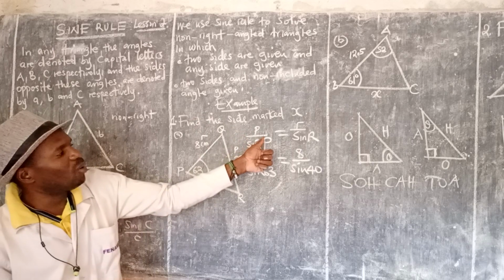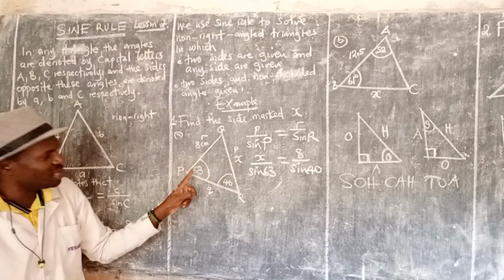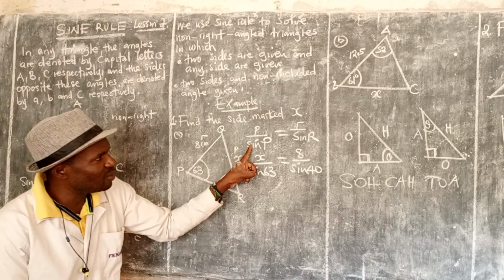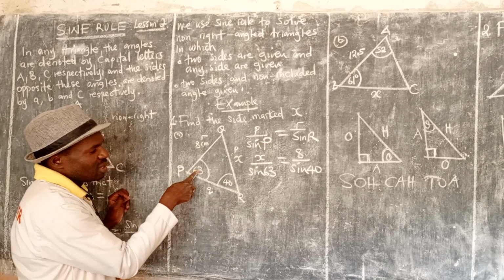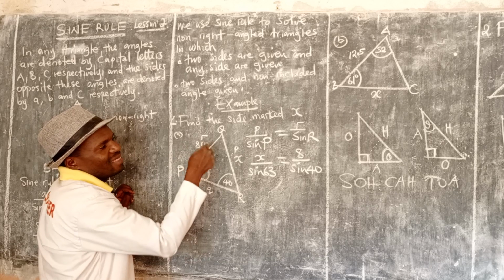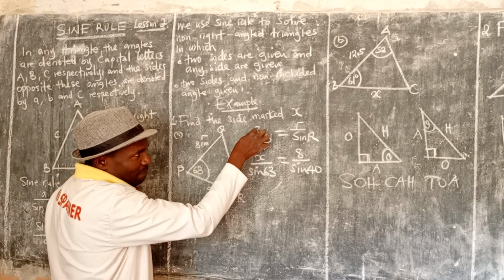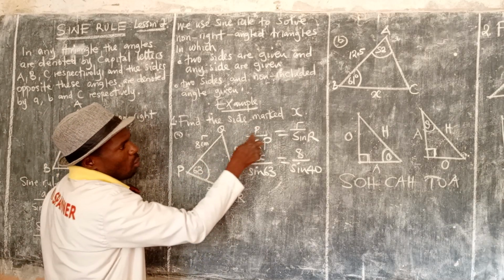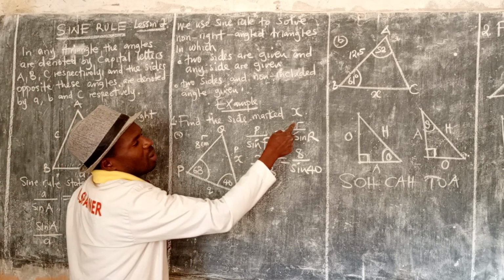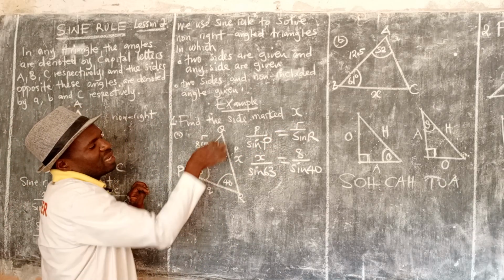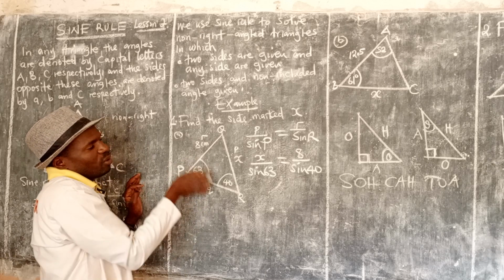Then what angle is opposite the same X? 60. So that is sine 60. So the capital letters represent what? The angles. The small letters represent what? The sides. So if I say P, I can pick a small letter, p over sine P opposite. Then we go to R. That's why I said that we cannot get these two; we're going to get what we've been given.